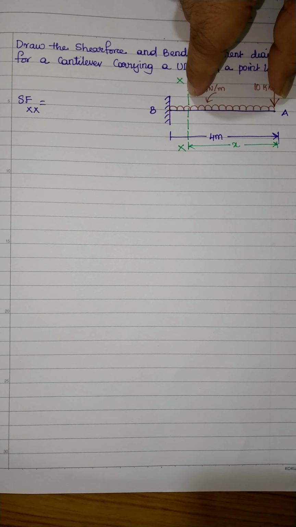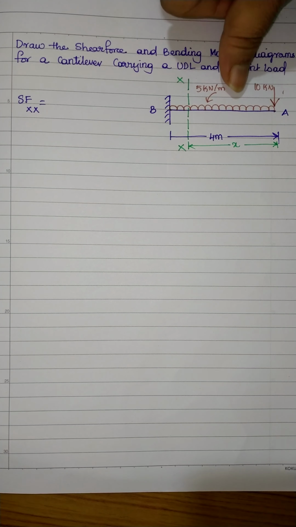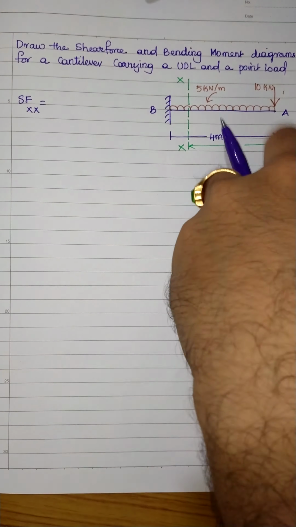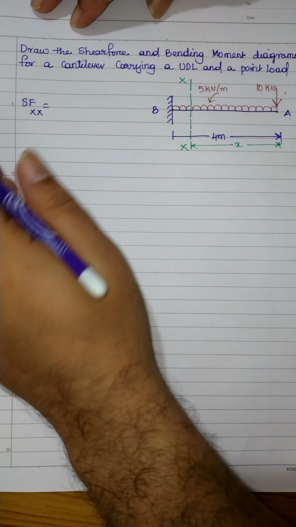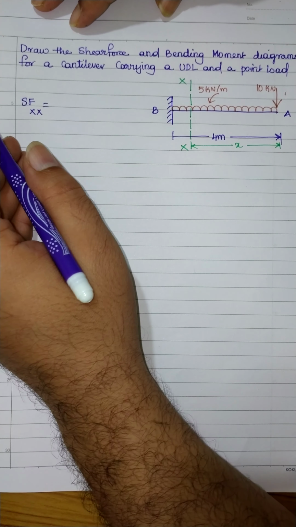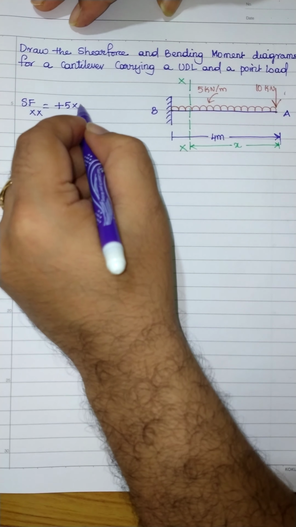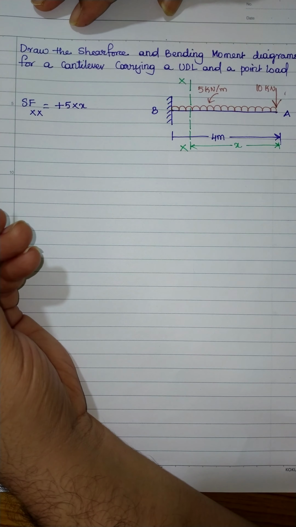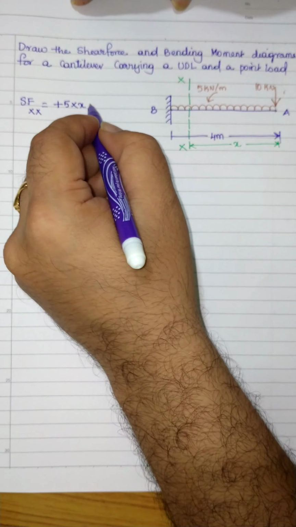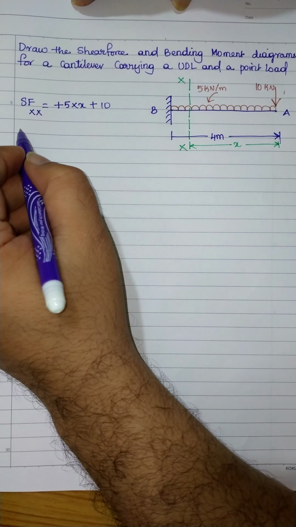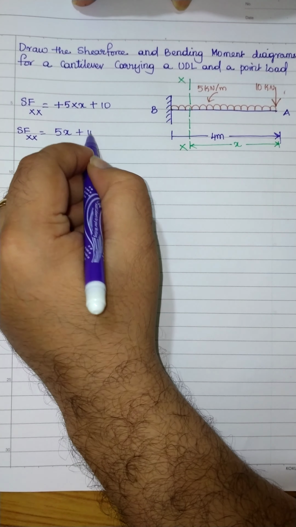According to the sign convention which I gave you, towards the right side all the forces acting in the downward direction should be taken as positive and all the forces acting in the upward direction should be taken as negative. As these two forces are acting downward on the right side of the section, let us take them as positive. The first force is 5 kN per meter multiplied by x, and then plus 10 kN. So shear force at any section X is equal to 5x plus 10.